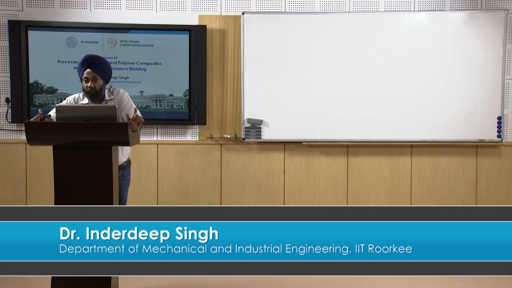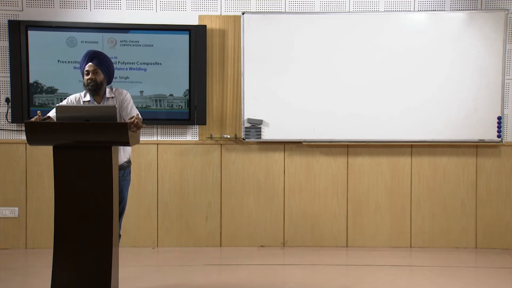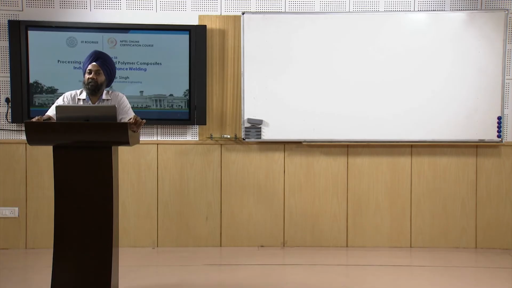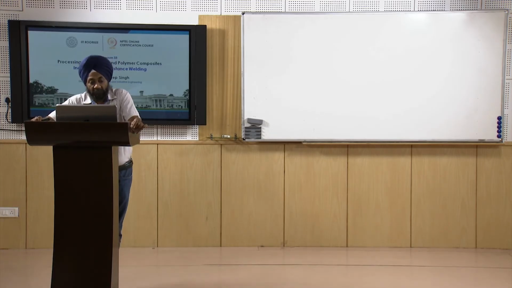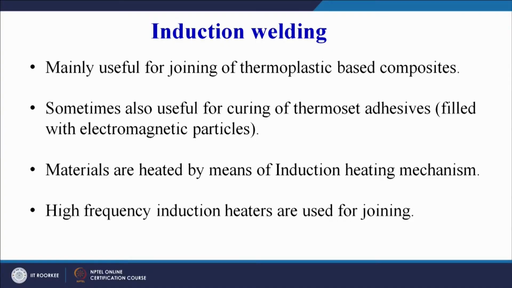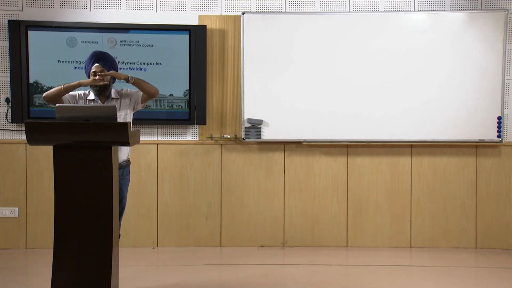So the processes are also material specific. The first thing we should keep in mind is that for thermoplastics we can use induction welding and resistance welding. Sometimes it is also useful for curing thermoset adhesives filled with electromagnetic particles. Specifically, when we are applying an adhesive material in the case of a thermoplastic composite, these are the two adherents.